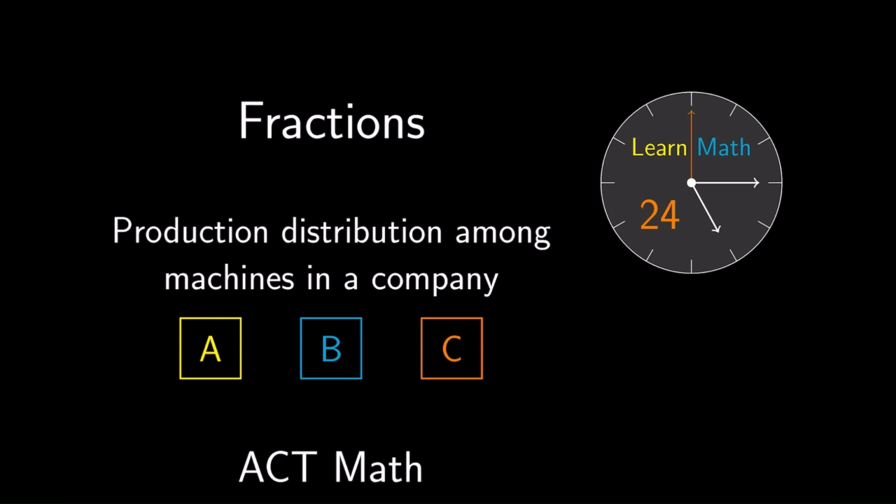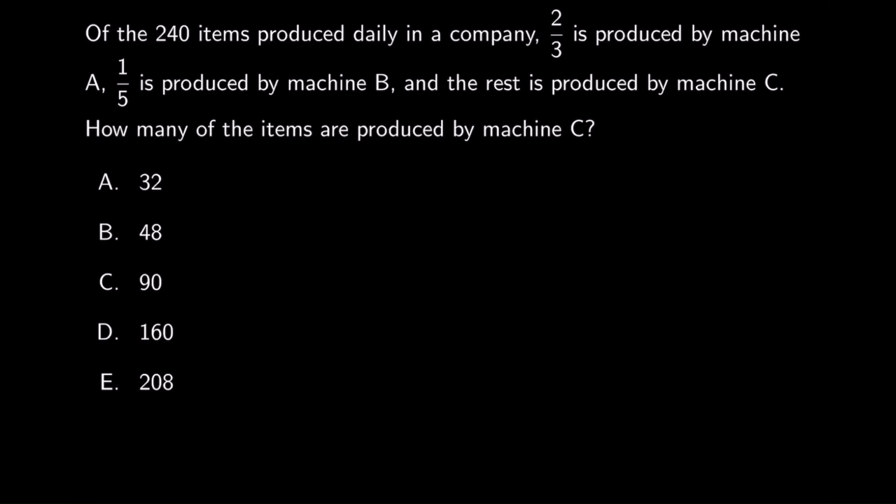In this video, I'm going to show you how to solve a typical question from arithmetic involving fractions on the ACT math test. Here's an example. Of the 240 items produced daily in a company, 2/3 is produced by machine A, 1/5 is produced by machine B, and the rest is produced by machine C. How many of the items are produced by machine C?